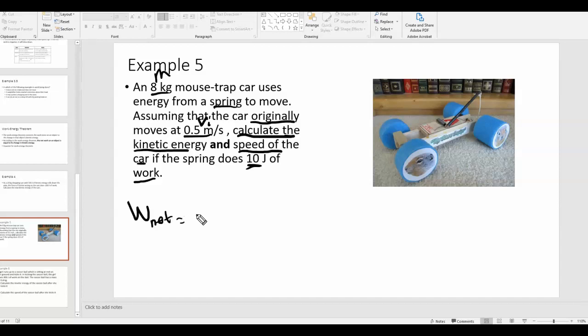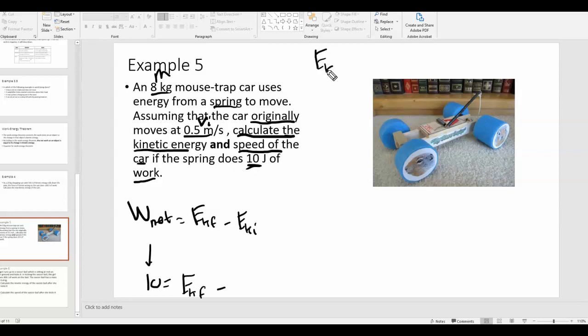So I write down the work energy theorem. That's equal to EK final minus EK initial, the change in kinetic energy. I know that the spring does 10 joules of work. Okay, so this is going to be 10 joules. And the first question asked me to calculate the kinetic energy of the car after the spring does work. So I'm looking for EK final. So EKF is my unknown. What about EKI? Okay, so they don't give me the initial kinetic energy, but they do give me enough where I can solve for it.